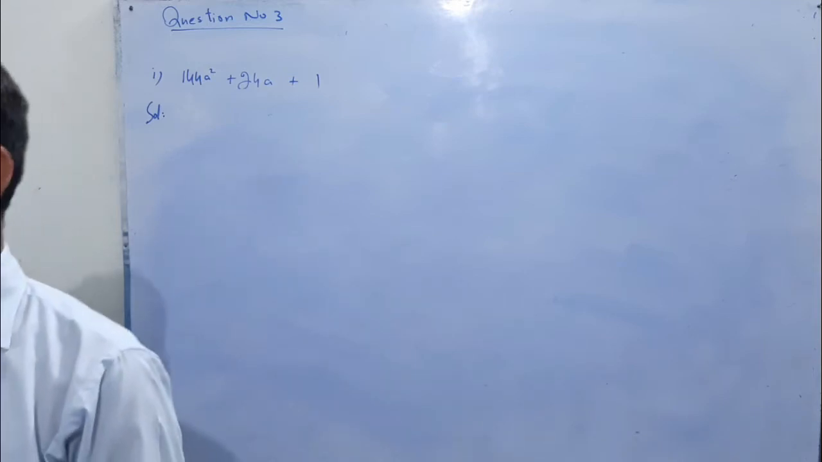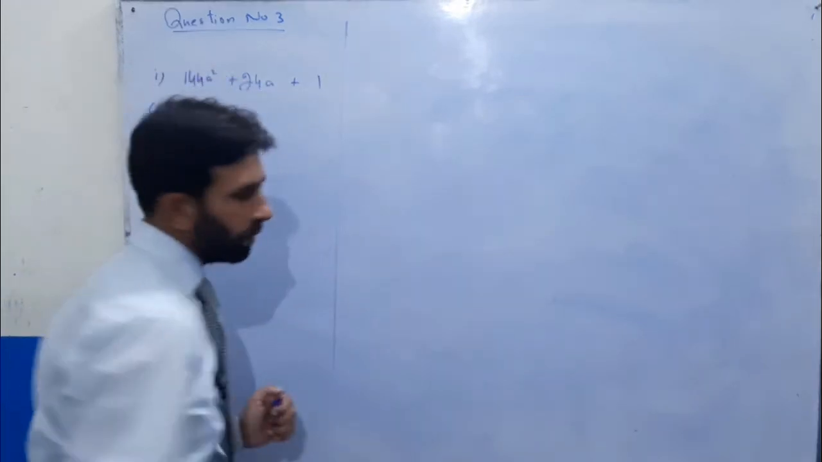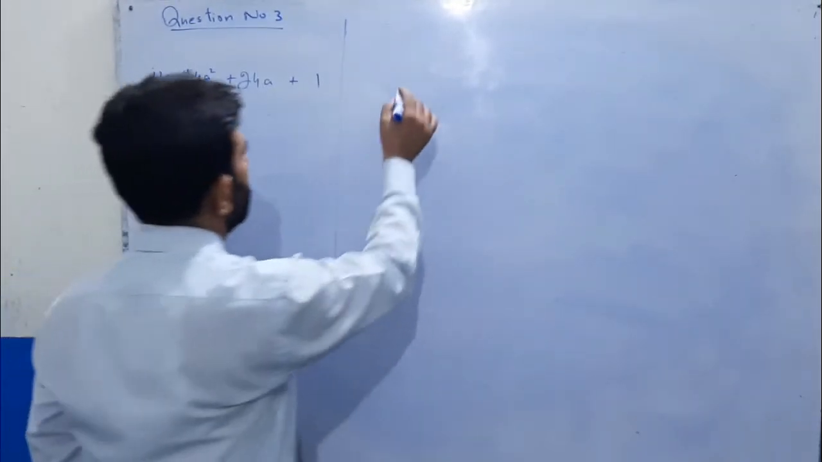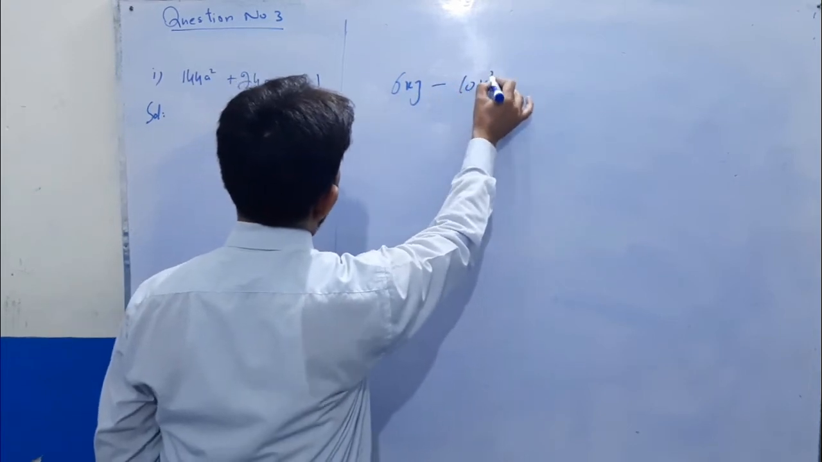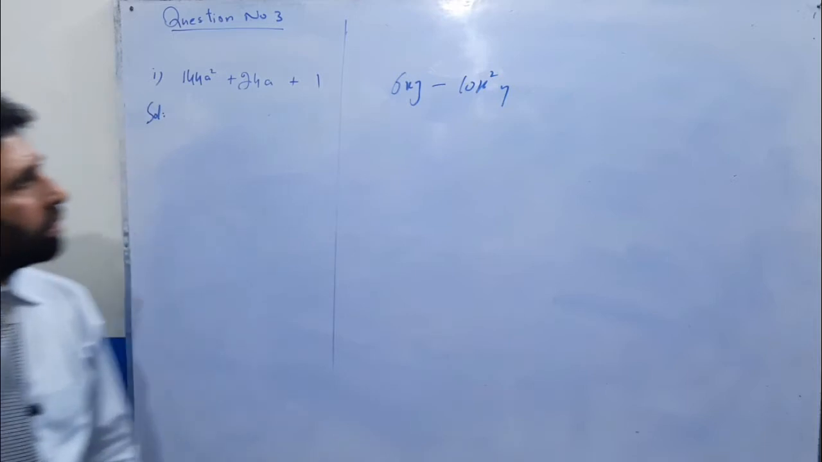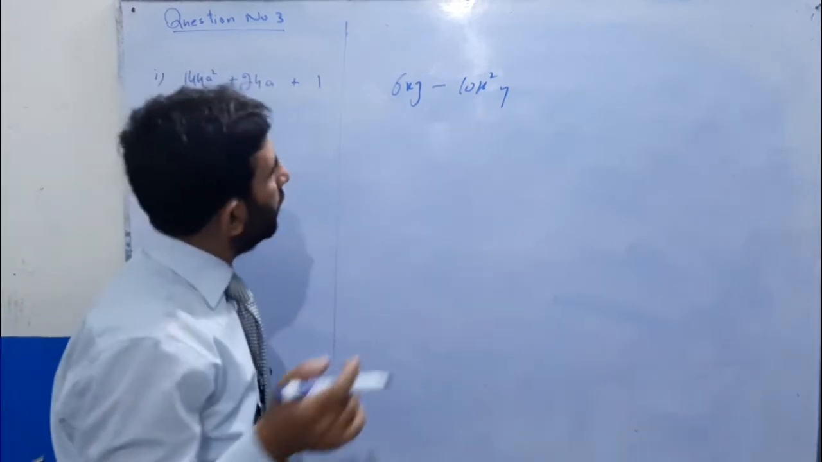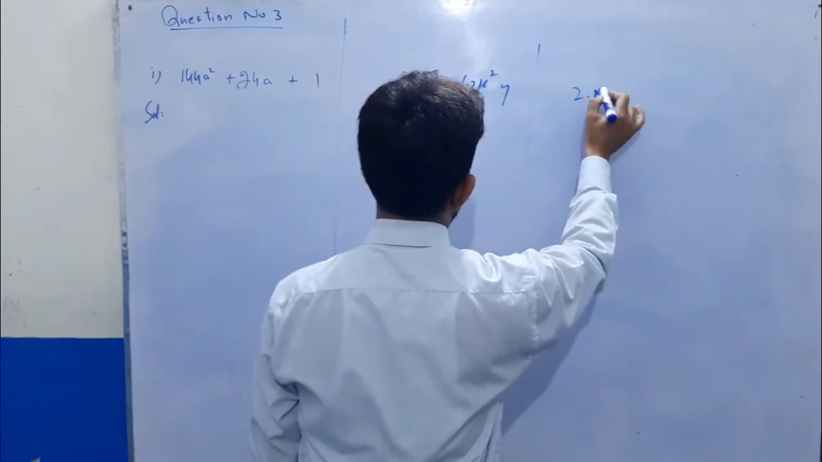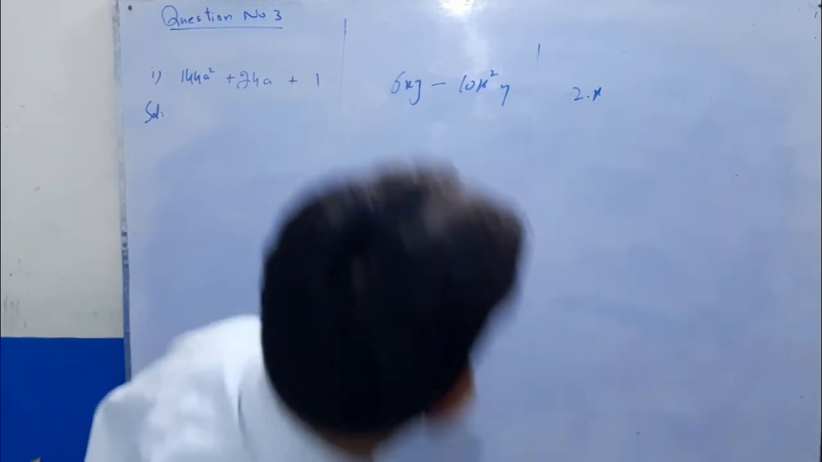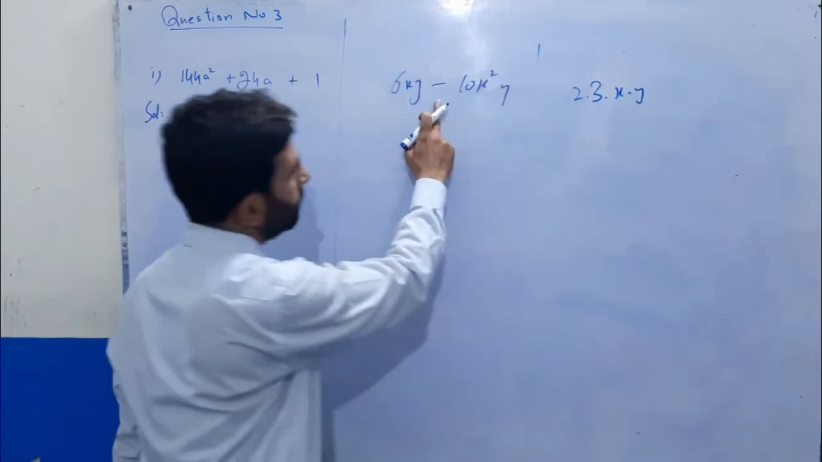In question number 1, you have studied how to take common numbers and you have also studied the concept of term. In question number 1, these type of questions were there: 6xy minus 10x square y. Two terms are over here. To take common number from these two terms, first break down 6xy. Instead of 6xy, you can write 2 dot 3 dot x dot y, and then a new term is being started.